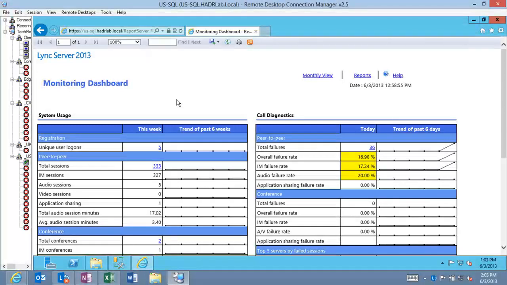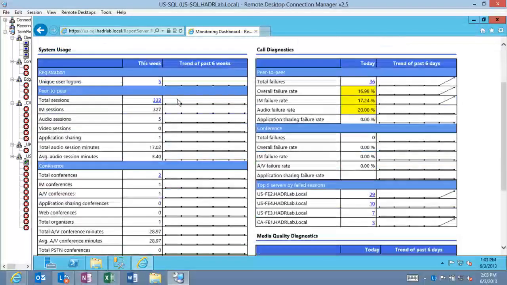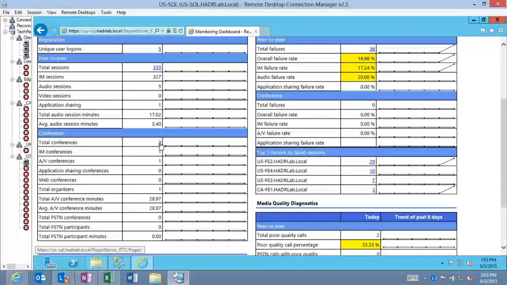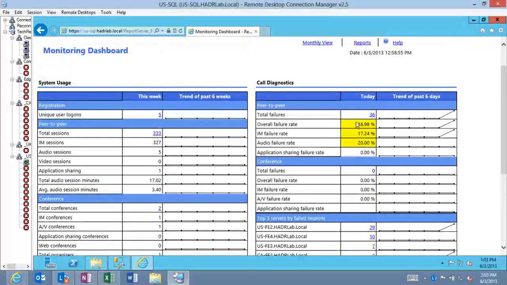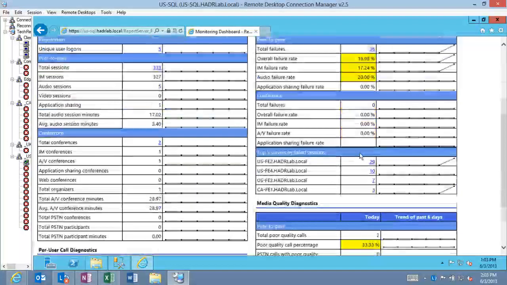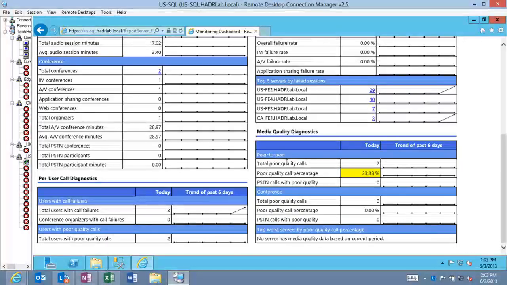So the dashboard has opened here, and again, I'm not going to go through this in much depth. But you can see my trend over the last 6 weeks. And again, this lab environment's been off for 6 weeks, so there's really not much exciting here, which is why I wasn't going to spend too much time on it. But what you can see is it allows you to drill in, and then it will take you from this dashboard view into the more detailed reports that you can look at. So you can see, I had some failures going on. I could click on those failures. That would take me to the failure report. And then I can also see what my media quality diagnostics were, if I had poor audio quality calls.